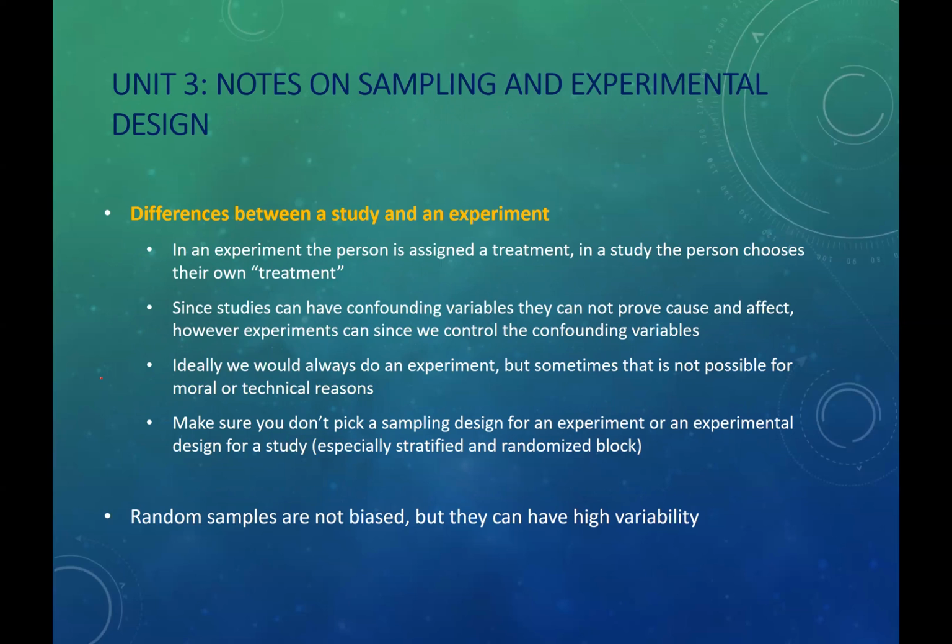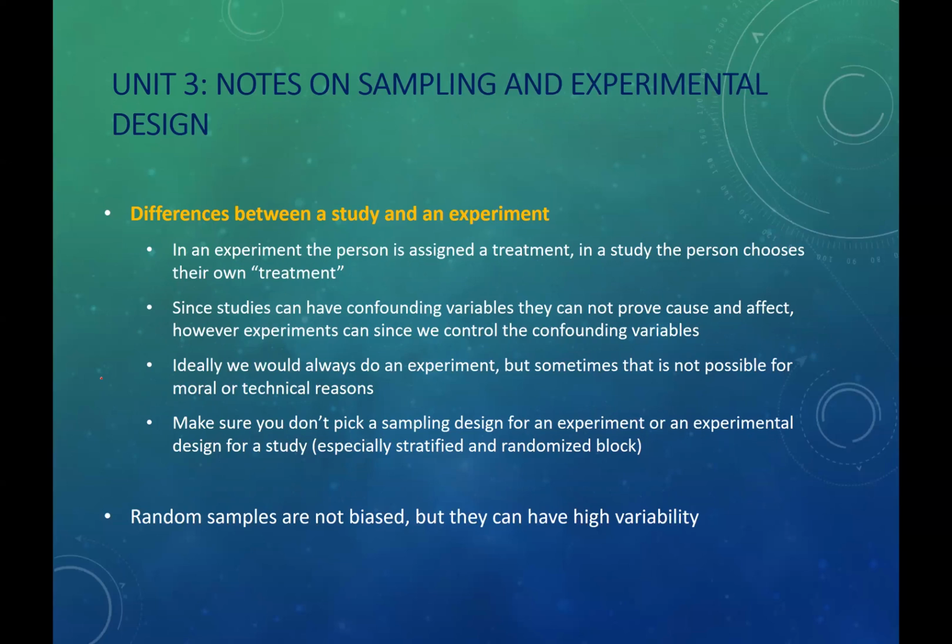So it's the choice. Were you randomly assigned the treatment, or did you pick your treatment? If you picked your treatment, it's a study. If you didn't pick your treatment, it's an experiment. If it was randomly assigned to you, it's an experiment. Remember, there have to be multiple treatments in order for treatments to be randomly assigned.